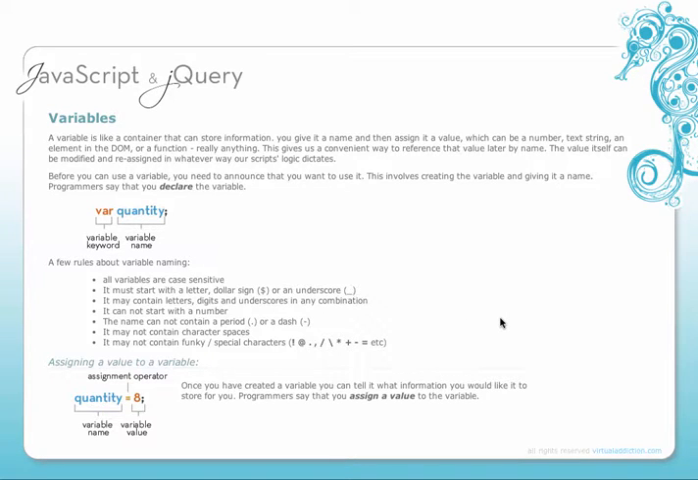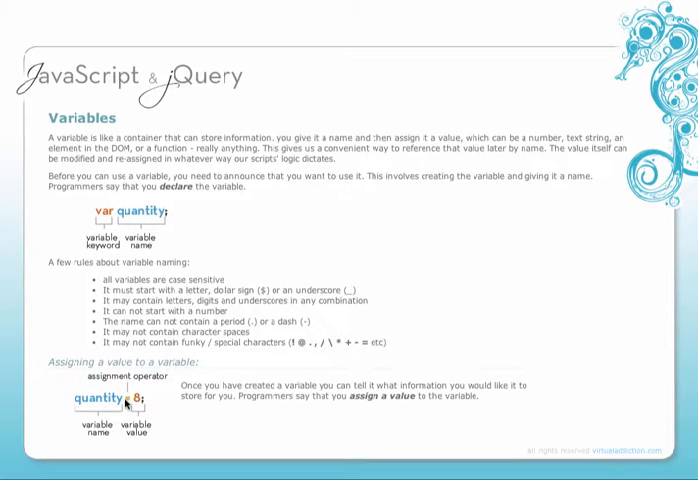Once you've actually created a variable, then you can tell it what information you would like it to store for you. Programmers say that you assign a value to the variable. You can see down here I have a variable and I've set it equal to 8. Once again, quantity is the variable name. The variable value is 8, and the equal sign is what we call an assignment operator. You can now use the variable by its name. So here we set the value for the variable and called it quantity. Where possible, a variable's name should describe the kind of data that the variable holds.